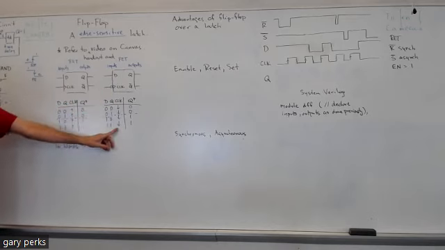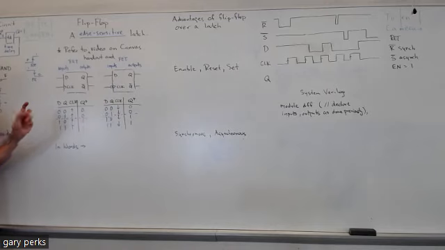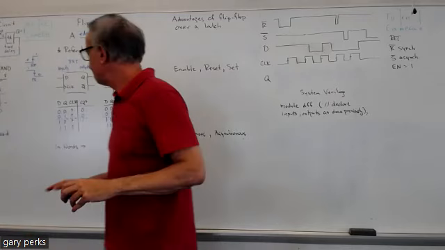And the table for the falling edge trigger D flip-flop tells us the same thing. The only thing that's different is that it's going to happen during the 1 to 0 transition of the clock instead of the 0 to 1 transition. That's the only difference between the two. Okay?